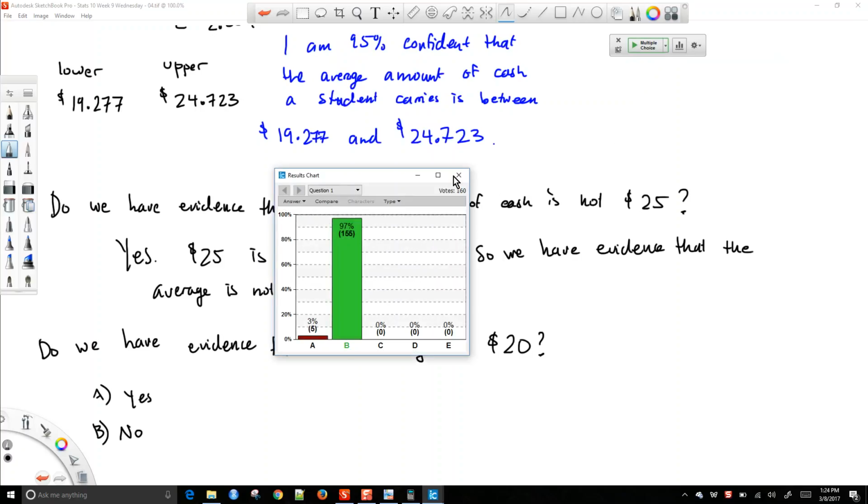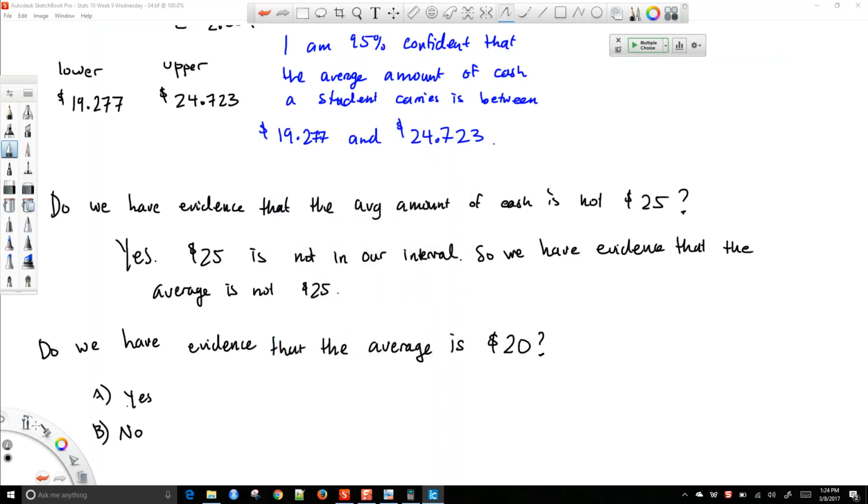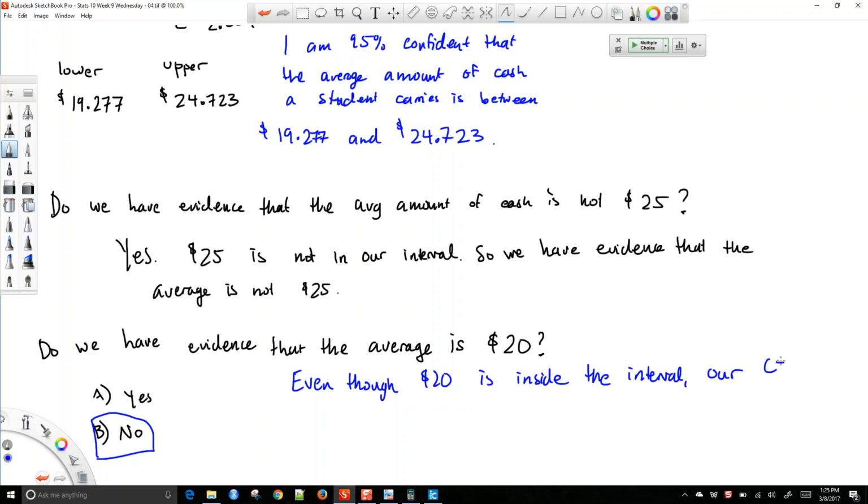Okay, yes, alright, that is correct. Do we have evidence that the average is 20? And then the answer to that is no, okay? Even though 20 is inside the interval, our confidence interval never provides evidence that the mean is exactly some value, okay?